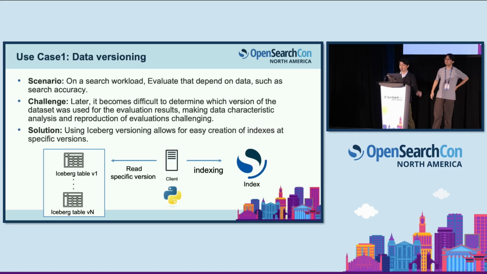So, me again. I'll explain some use cases. The first use case is data versioning. Let's imagine a scenario where you're repeatedly running experiments to verify search accuracy, or you're developing recommendation models. In such cases, it's often required to manage which test data was used for each experiment. In this scenario, you can use Iceberg to version your data and then index the historical data in OpenSearch.